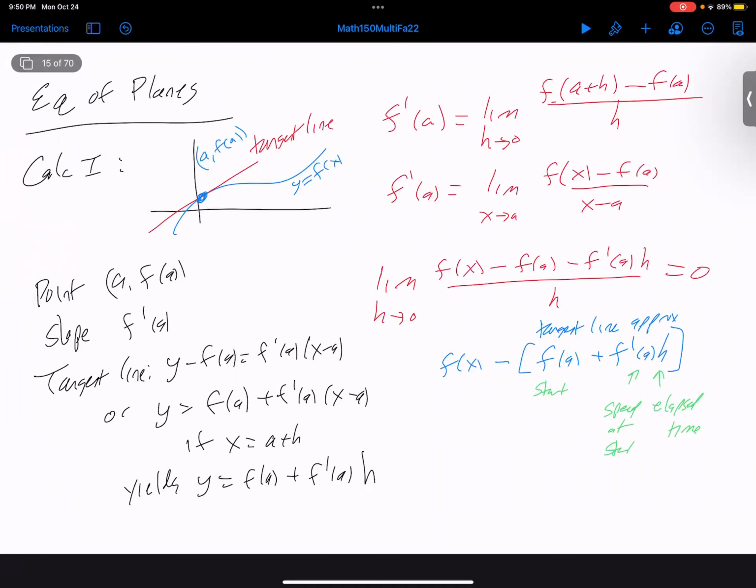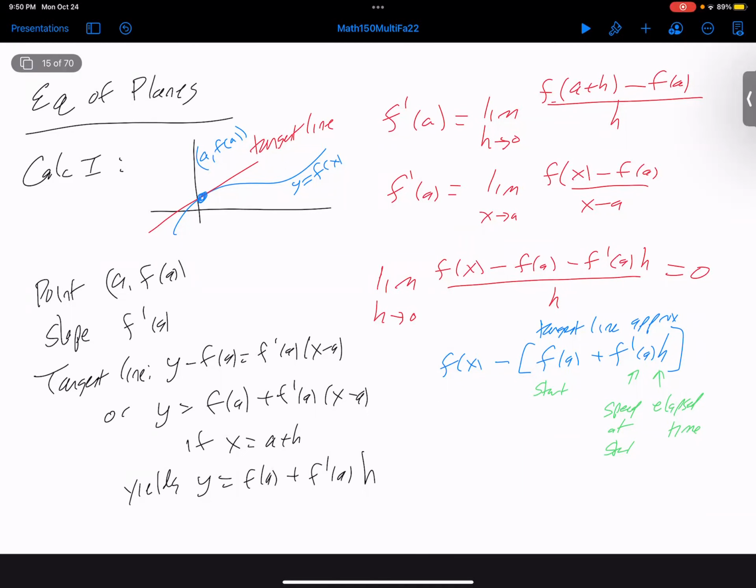So in calculus, the big idea is that locally, a differentiable function looks like a straight line. And so we talk about tangent line approximation. You're given f of some point a on the curve. The slope is f prime of a. We write down the tangent line.